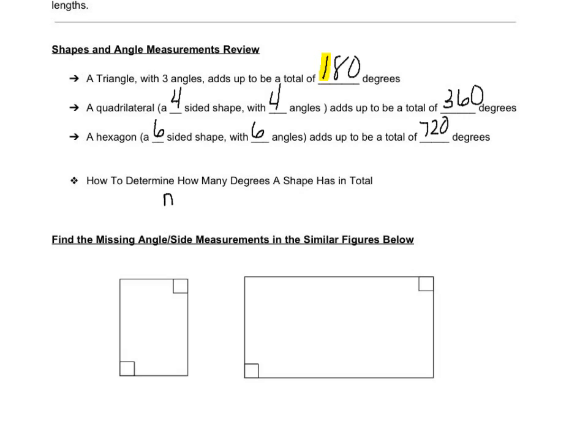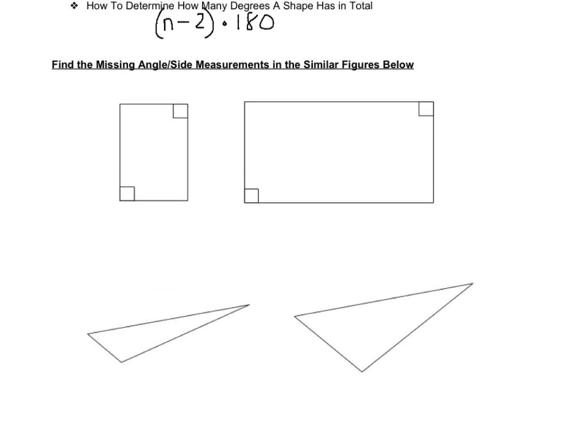And in order to determine how many degrees are in a shape, we would do n, which is the number of sides, subtract 2 from that, and multiply by 180. And in this section, you will be asked to determine degrees of angles, and you may have to rely on that simple formula in order to determine what is missing. So let's move on to finding missing angles and sides.